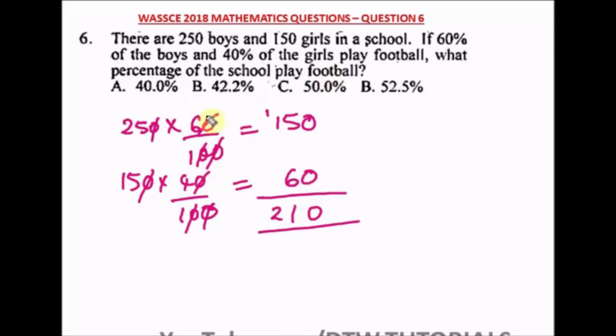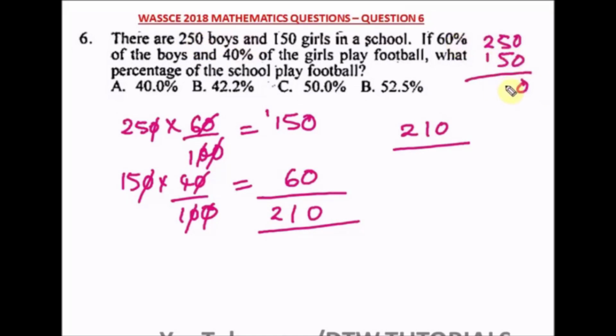Football. Okay, so to get this percent, how do we get the percent? It will be 210 divided by the total number of students in the school. Okay, that is the total number of students that played football divided by the total number of students in the school. And what the total number of students in the school is what? 250 plus 150.